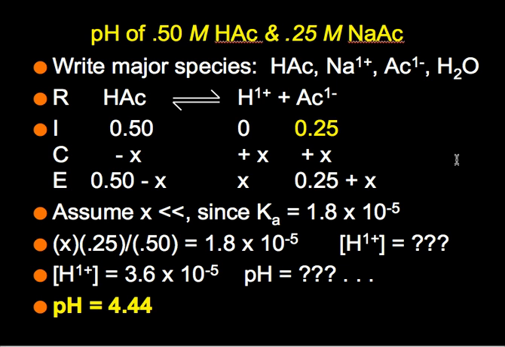Now if you think about it, what was the pH of this solution, or what would it be, if you only had 0.5 molar acetic acid and had not added the sodium acetate? You could have calculated that, and I think we did in a previous example.